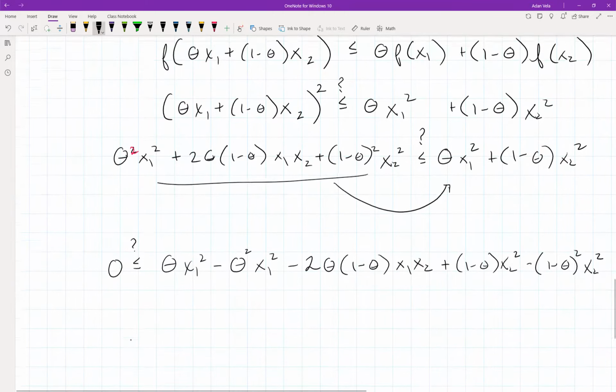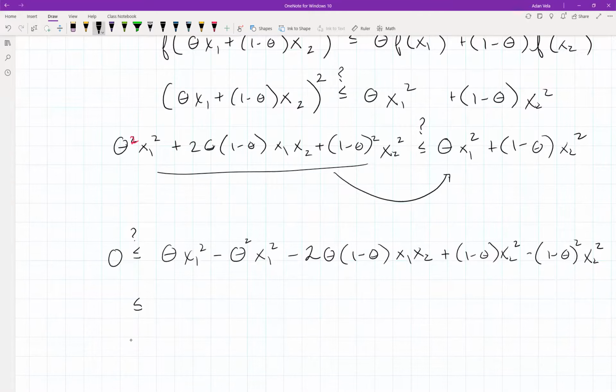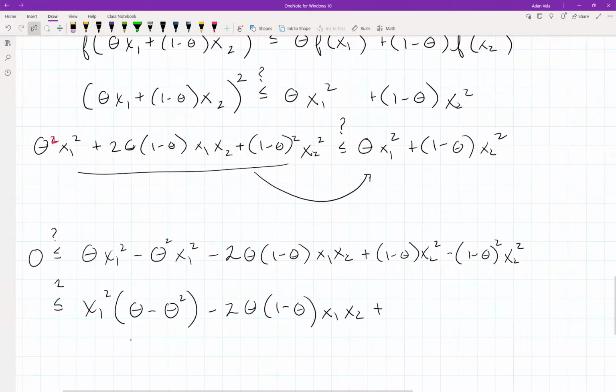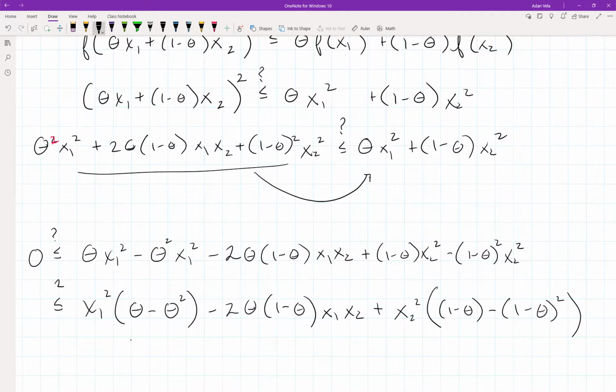At this point, we can start to factor stuff out nicely. So we have an x1 squared, and we have theta minus theta squared, minus 2. This we're not really going to touch quite yet, but we will a little bit in a second. And if we look over here, we can pull out this x2 squared, and we get 1 minus theta minus 1 minus theta squared.